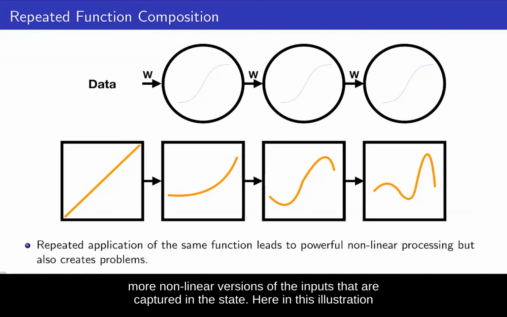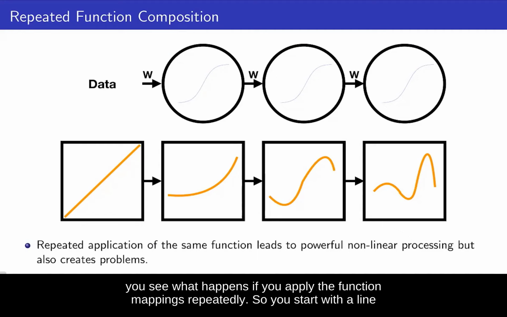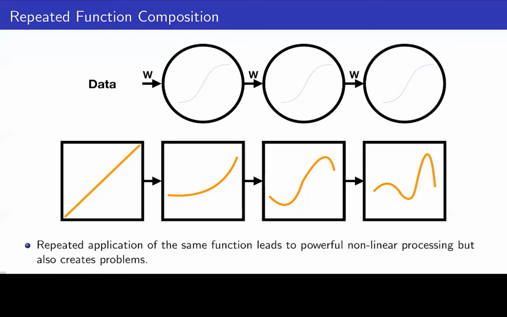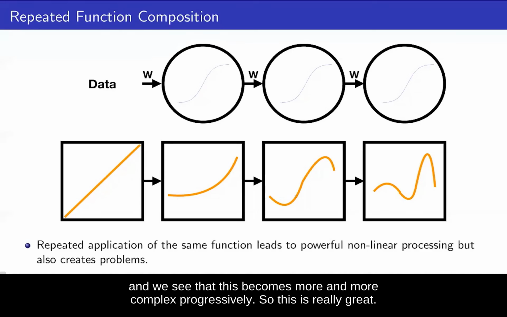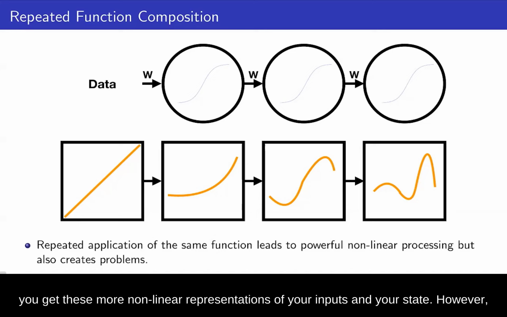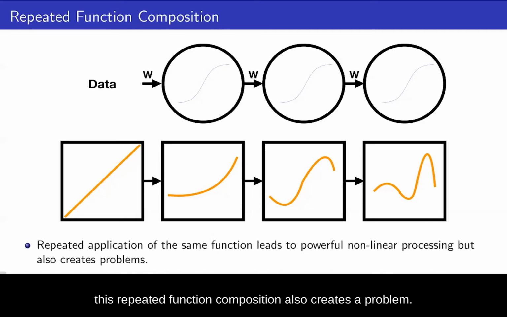Here in this illustration, you see what happens if you apply the function mappings repeatedly. So you start with a line, as you see here, and if you apply the function mapping once, you get this sort of curve, and we see that this becomes more and more complex progressively. So this is really great. So long as the input is given in the hidden state and it is mapped over and over again, you get these more non-linear representations of your inputs and your state. However, this repeated function composition also creates a problem.